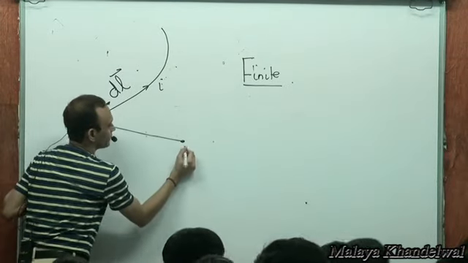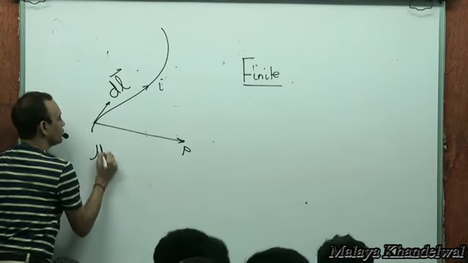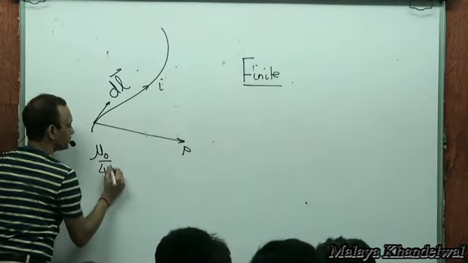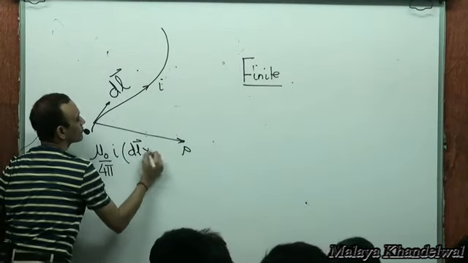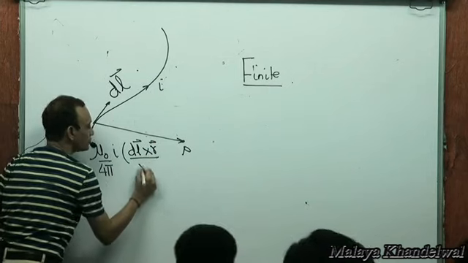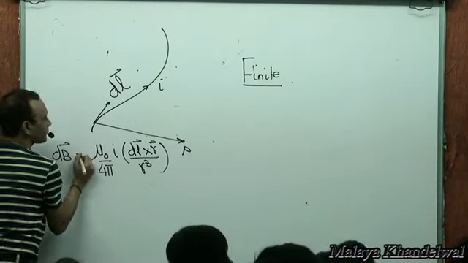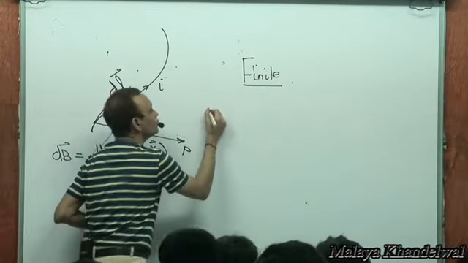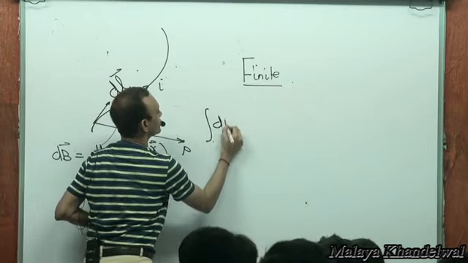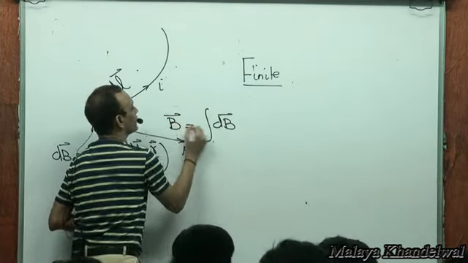For each dl, I perform mu naught by 4 pi I dl cross r by r cube. That's the Biot-Savart law. That's the dB produced by each dl at the point P, and then I do a vector summation of all the dBs at the point P. That's going to be the net magnetic field at the point P.